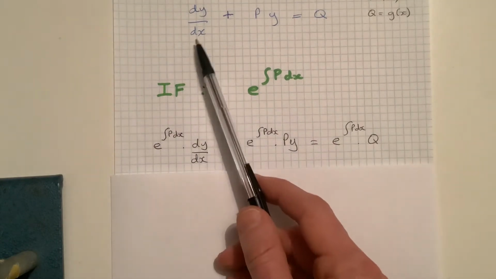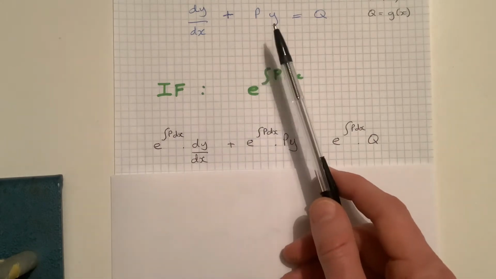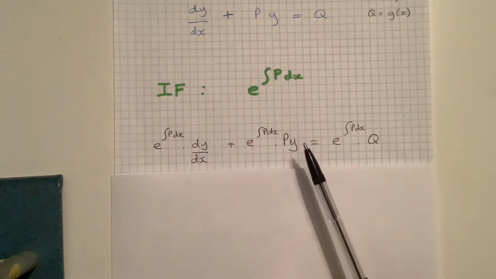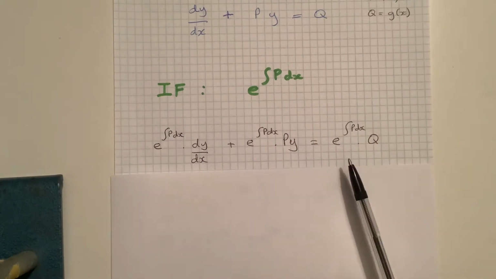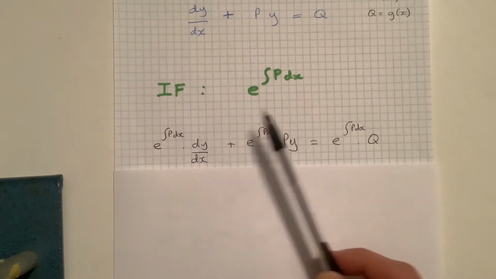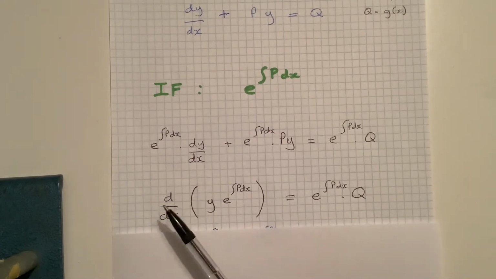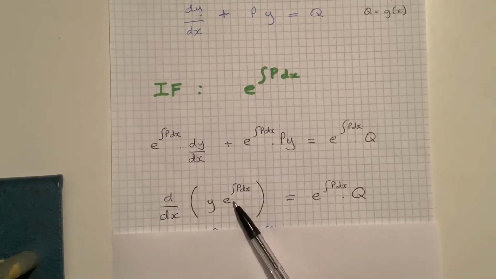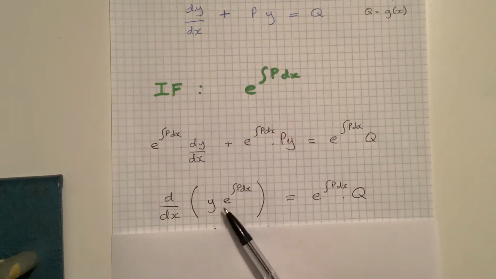okay, so I've multiplied the dy by dx by my integrating factor. I've multiplied the py by my integrating factor. And crucially, I've also multiplied the q by the integrating factor. That allows me to rewrite the left-hand side as the derivative of y times the integrating factor. This is the reverse product rule, just like we did in the last video.